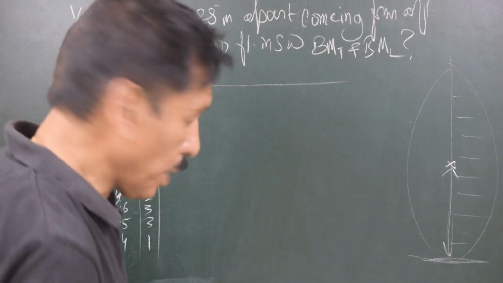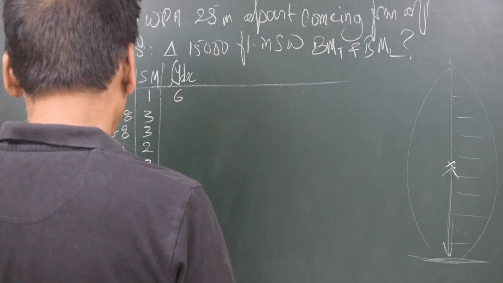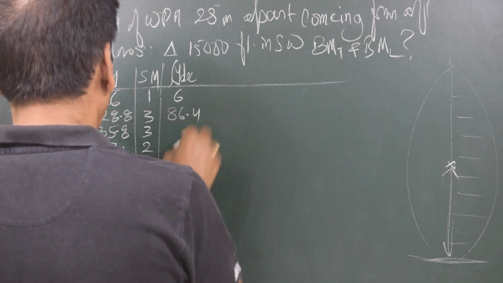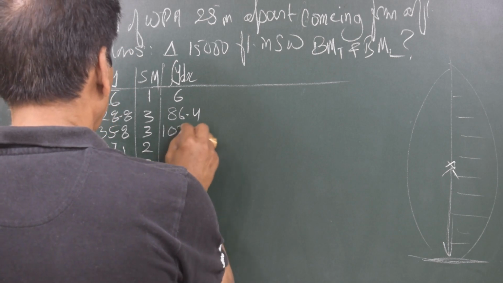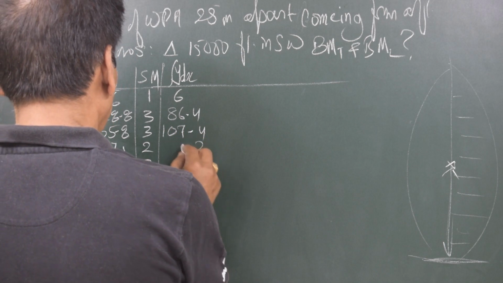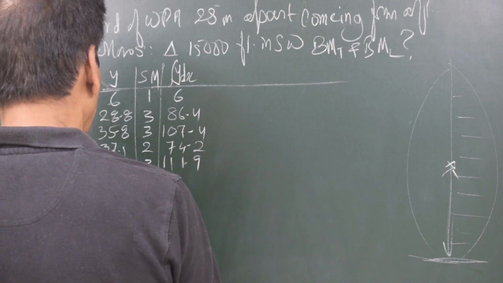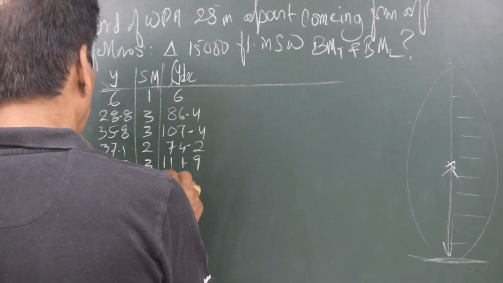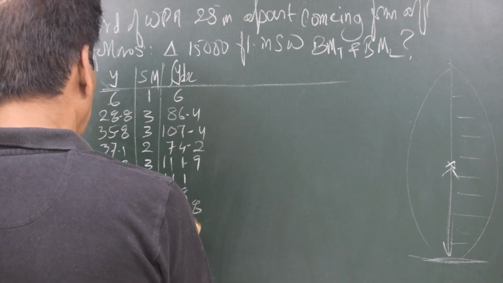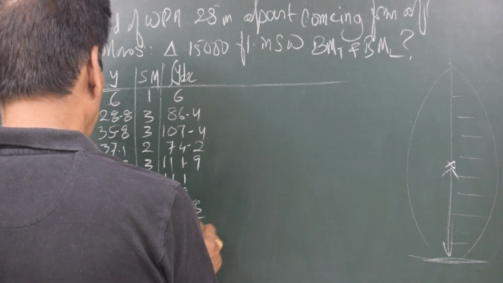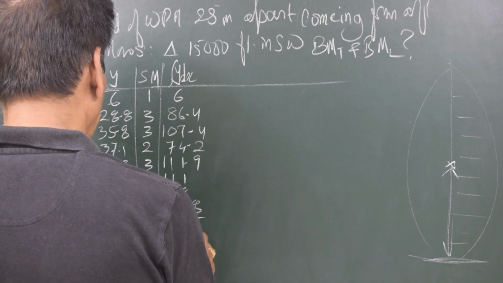So it becomes 6, 28.8 into 3 gives me 86.4. 35.8 into 3 gives me 107.4. 74.2. 111.9. 68. 79.8. 43.5 and 0.4.